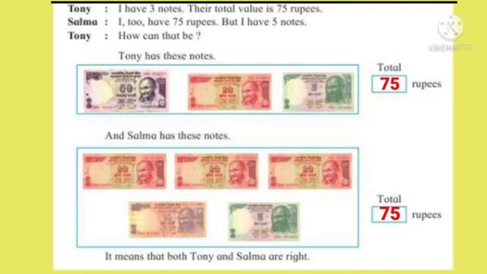Tony, how can that be? Tony has these notes: 50 rupees plus 20 rupees plus 5 rupees, total 75 rupees. And Salma has these notes: 20 rupees plus 20 rupees plus 20 rupees plus 10 rupees plus 5 rupees, total 75 rupees. It means that both Tony and Salma are right.